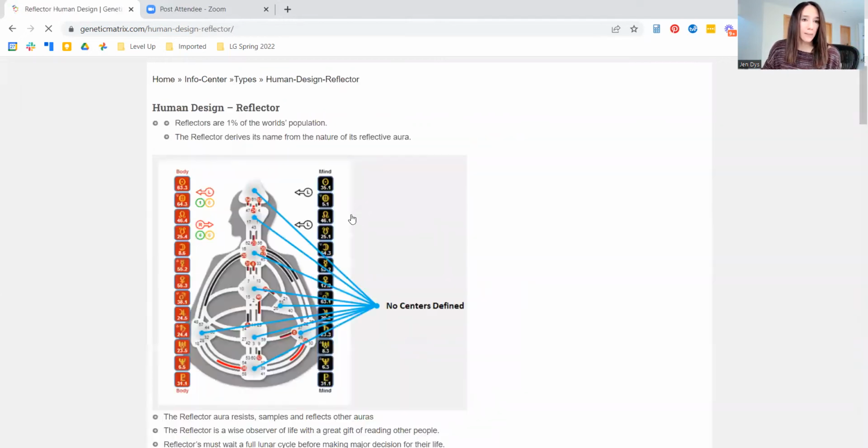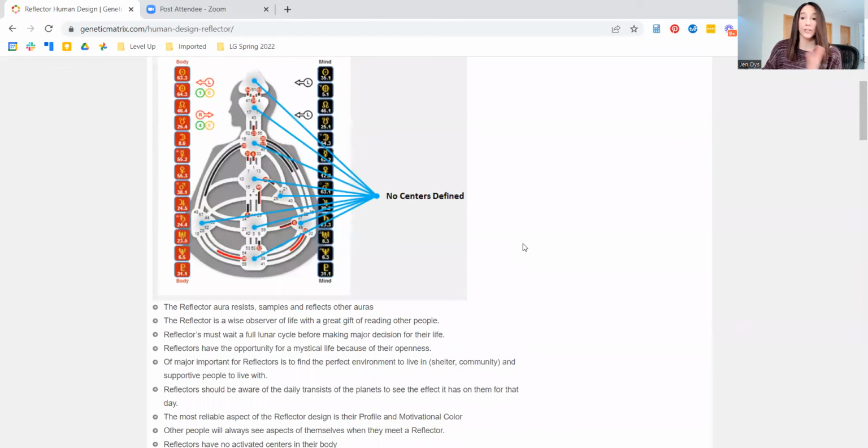And then the final type I'm going to touch on today is the reflector. This is the rarest type of all. I think it's about 1 or 2% of the population. With this type, you have gates activated and defined, but you do not have any centers defined. What causes the centers to be defined is a link in a channel. So a reflector doesn't have any complete channels.